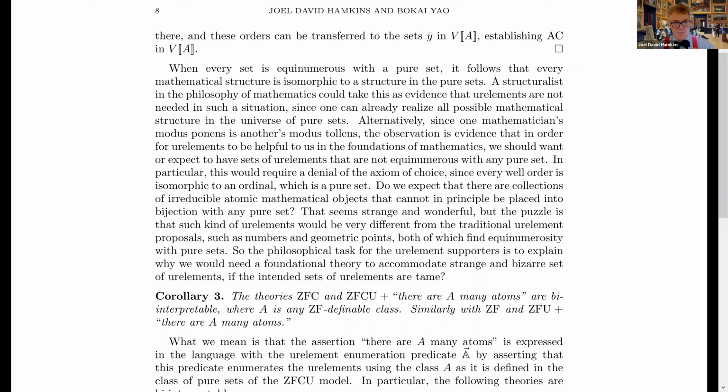Okay, but one man's modus ponens is another's modus tollens, right? And so the idea is, if you think that elements are important foundationally to represent mathematical objects and structure, then you should probably think that there should be sets, involving the elements, that are not equinumerous with any pure set, because that's why you introduce the elements, right? Okay, but now the puzzle is, what are these weird primitive mathematical objects that lead to these sets that can't be put into bijection with any pure set?